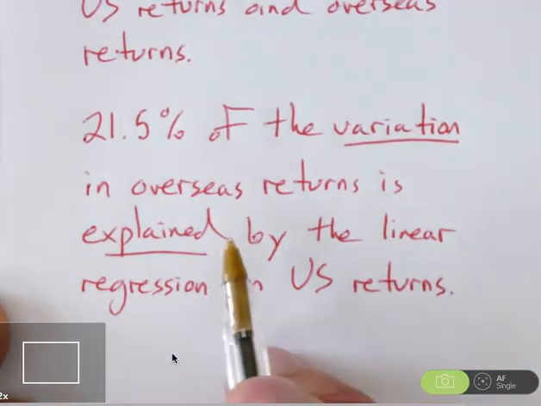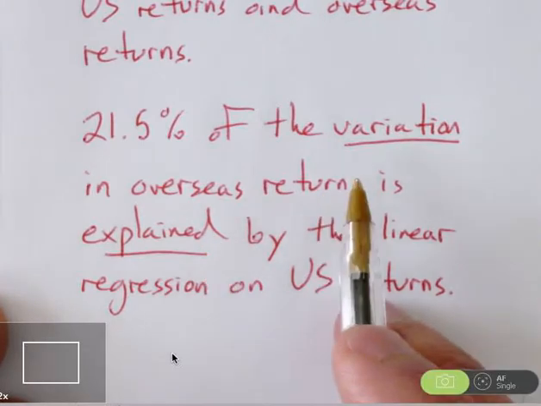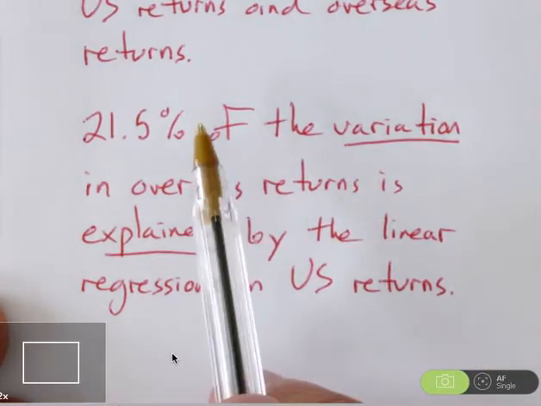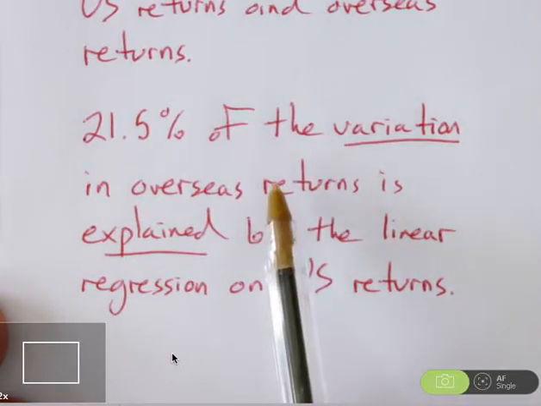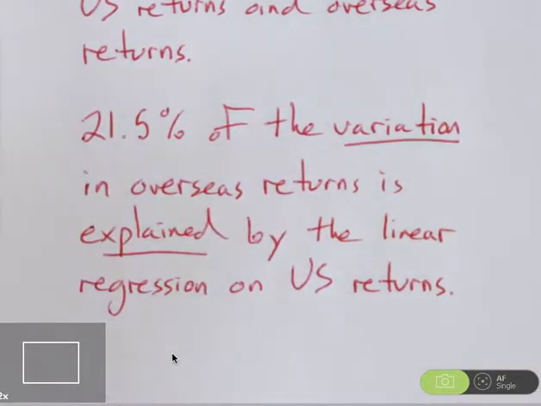So we're not explaining very much of the variability in Y. We are only explaining a little over a fifth of the variation in overseas returns by using this linear model. So it's not a particularly strong model. It's not a particularly useful model.